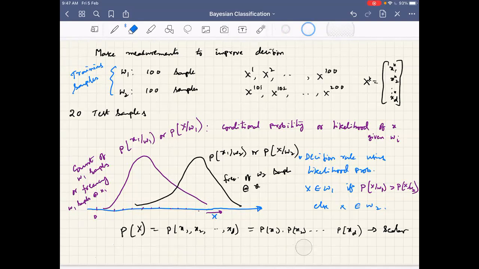Right. So now the question is, what is the relation? If I say that P of X given omega 1 is a distribution, is there any mathematical relation that we can enforce on P of X given omega 1 to get some information about it? Does this follow any of the mathematical rules or properties?